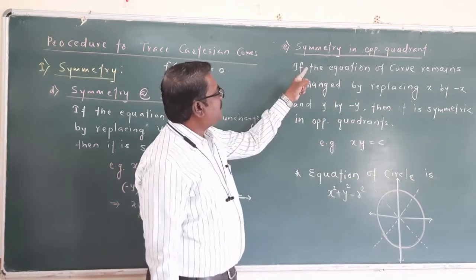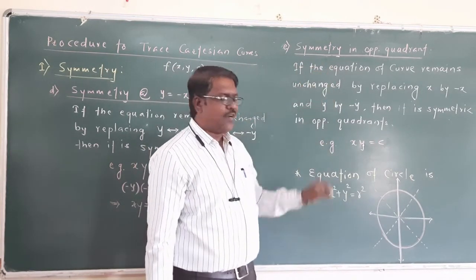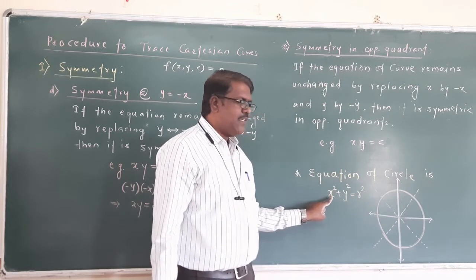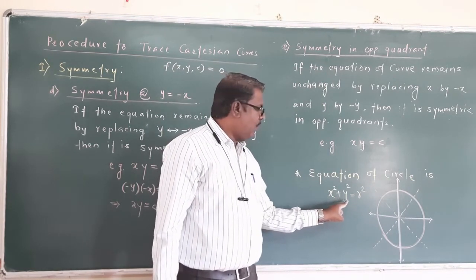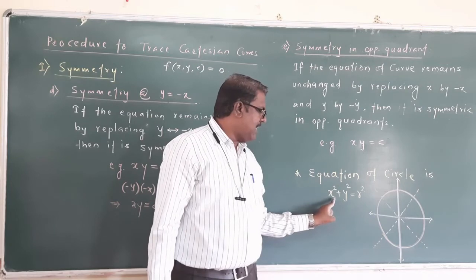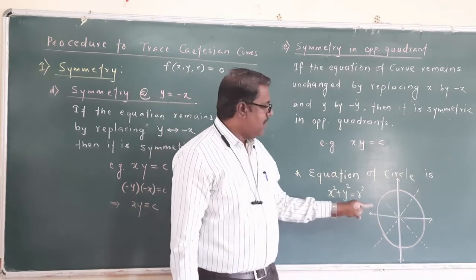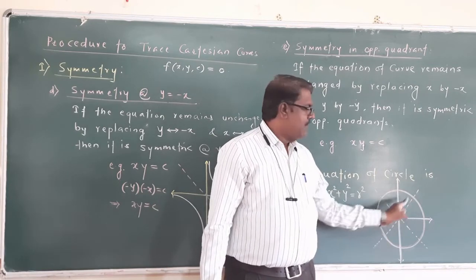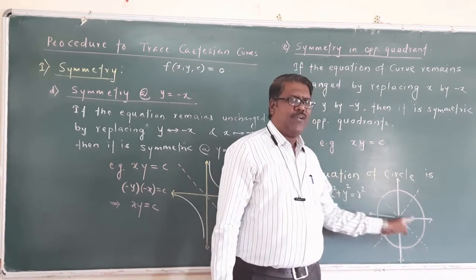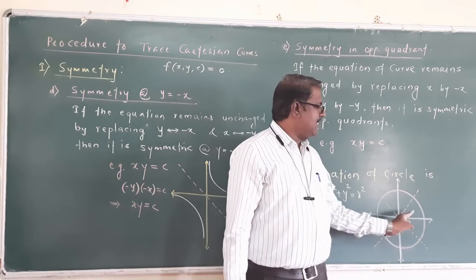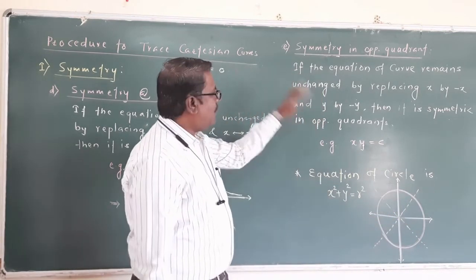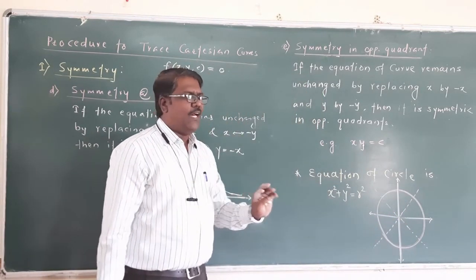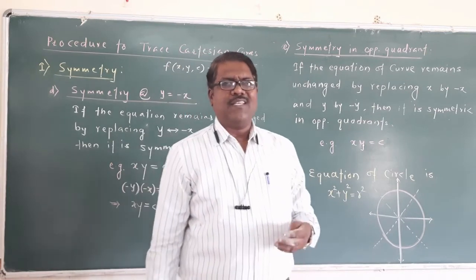And the last point of symmetry is symmetry in opposite quadrant. If I replace x by minus x and y by minus y, the equation remains as it is, and therefore this circle is symmetric in opposite quadrant, first and third or second and fourth. So the circle is an example which involves all types of symmetry. Okay. Now we will proceed further to the second point.